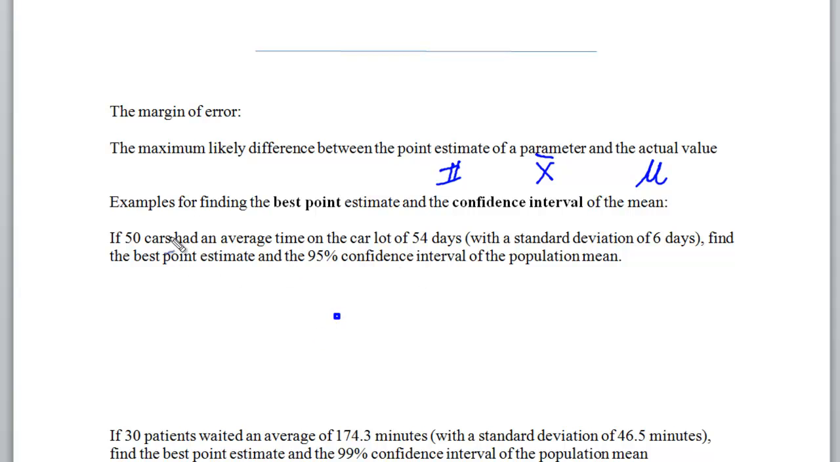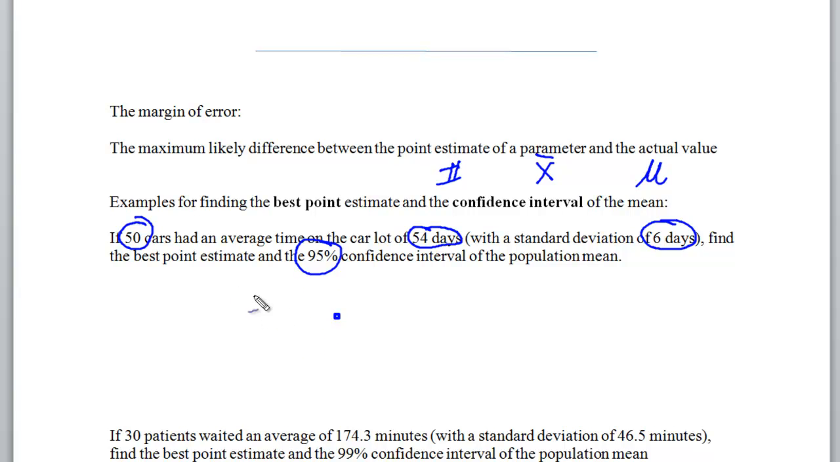So here we go. We had 50 cars that had an average time on the car lot of 54 days, with a national standard deviation of 6 days. Find the best point. Now, this is given in the book here, so today we're actually using standard deviations given to us. We're going to find out how to do these without the standard deviation given to us in the next video. And we're going to find a confidence interval of 95%.